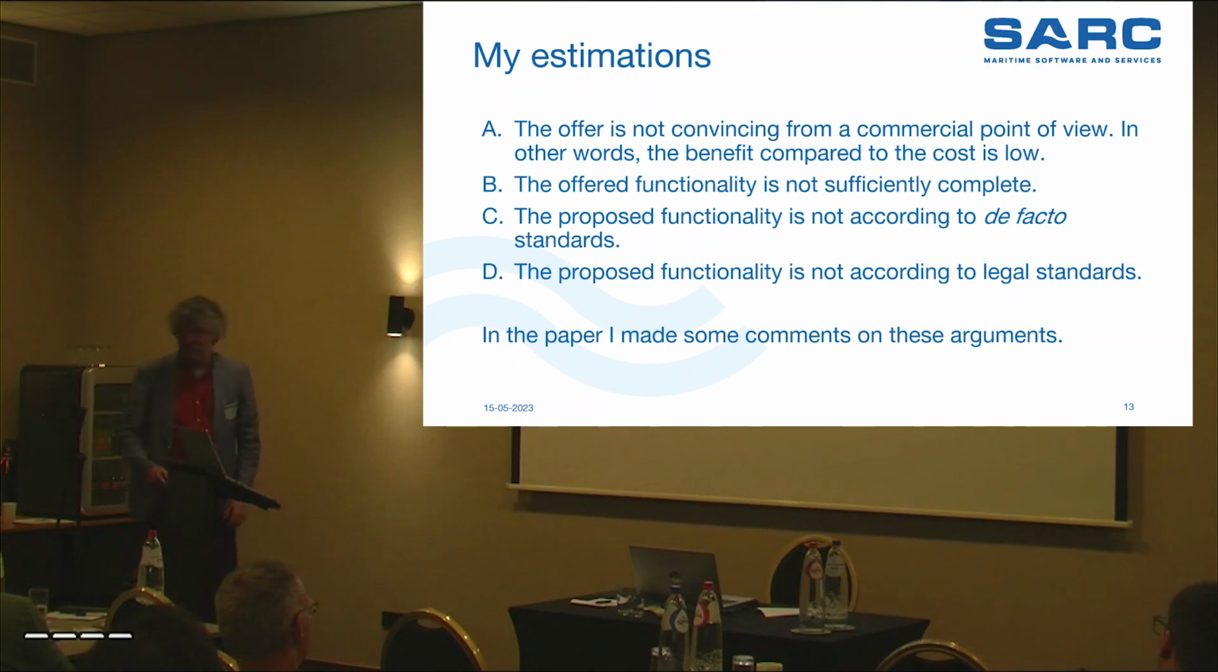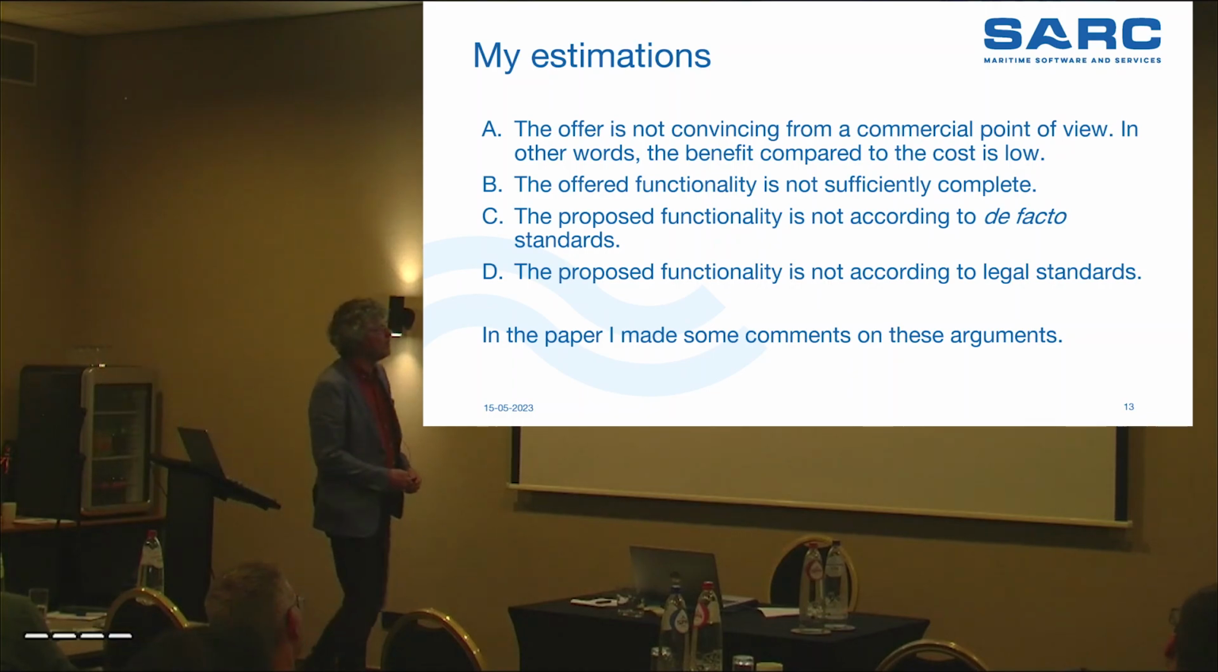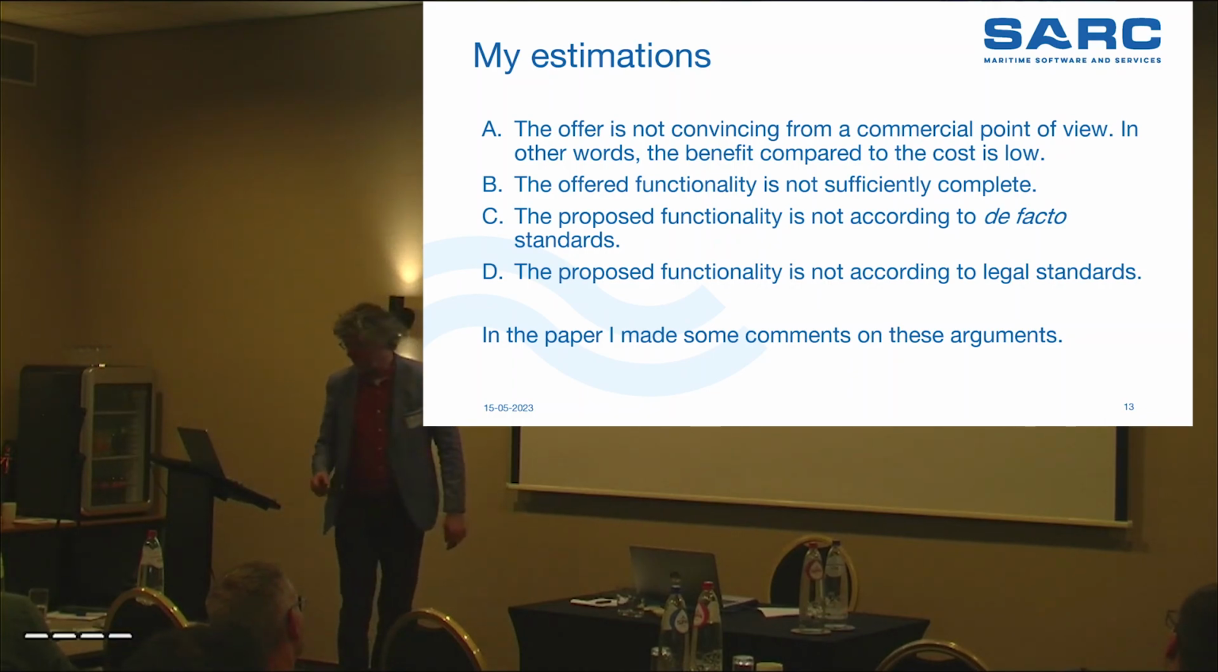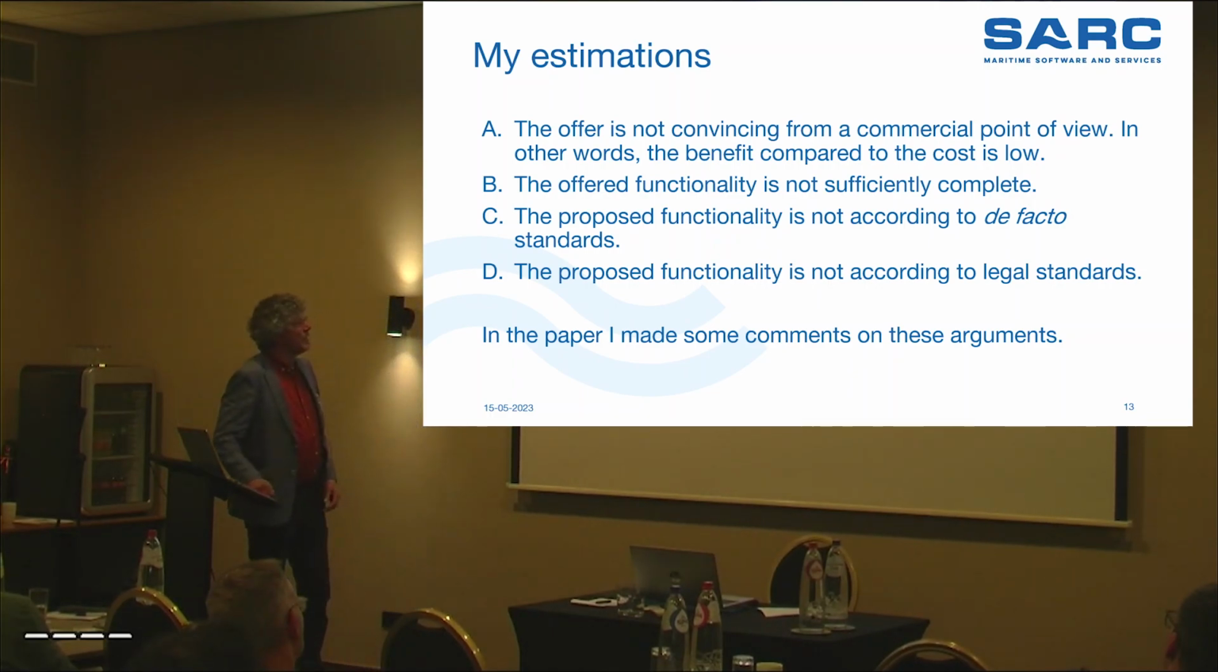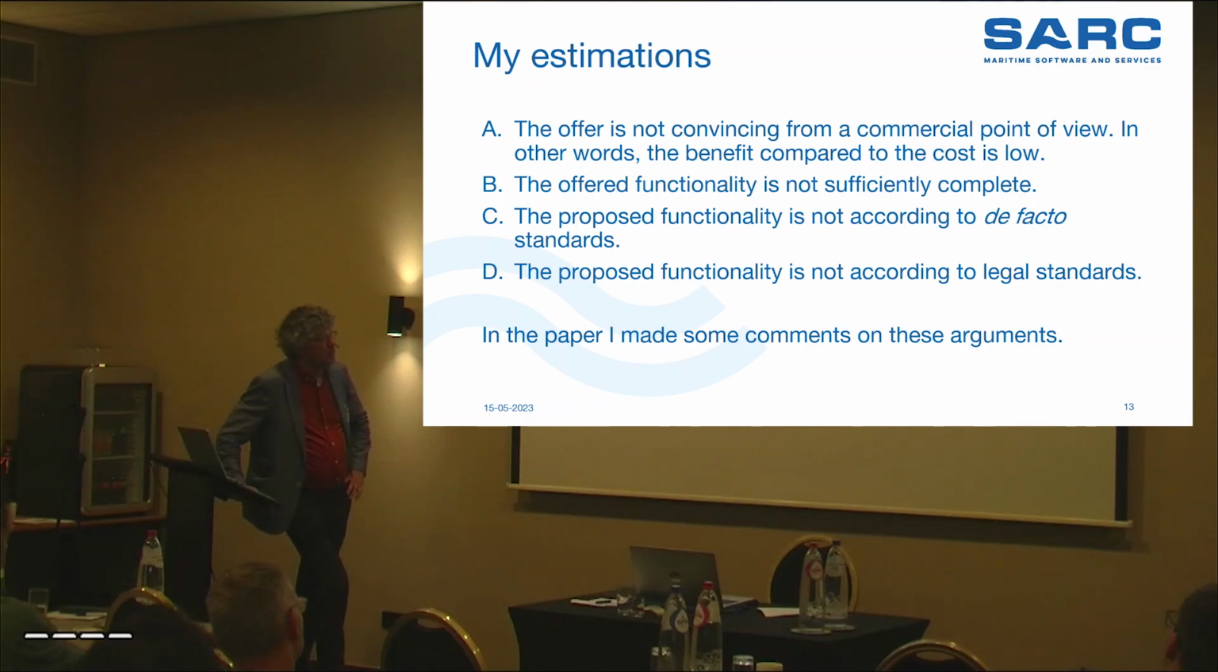I made some estimations because I had to write the paper. It could be, but it's my speculation. You can prove that I'm wrong, but we will read that from the forms. It can be that the offer is not convincing from a commercial point of view, or in other words, the benefit compared to the cost is low. Could be an argument. Could be that the offered functionality is not sufficiently complete, for example, if it's a pilot version. It could be that the proposed functionality is not according to de facto standards. And it could be that the proposed functionality is not according to legal standards.